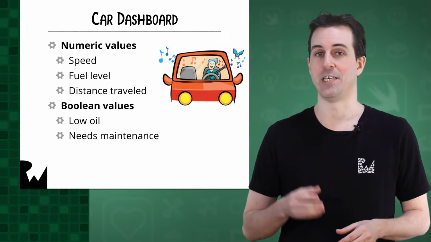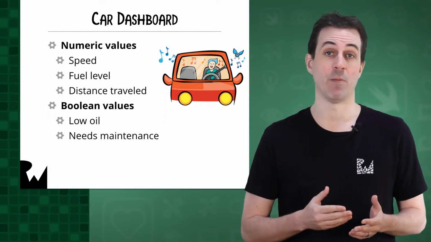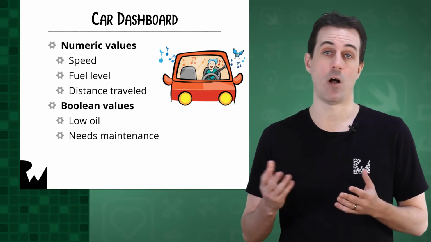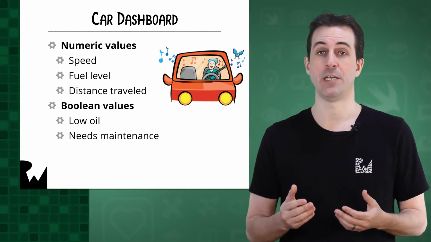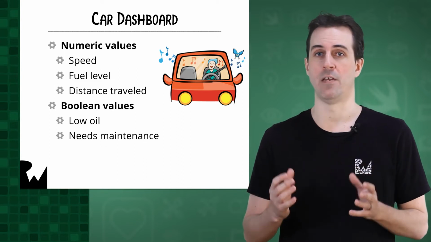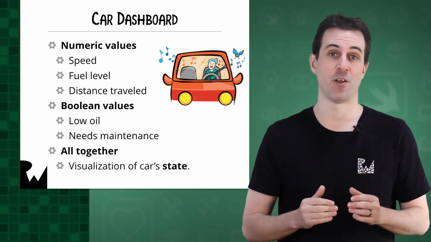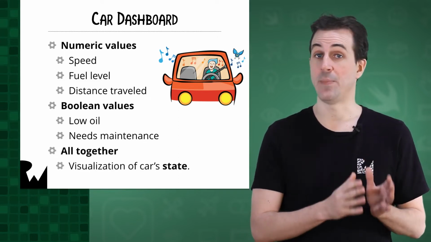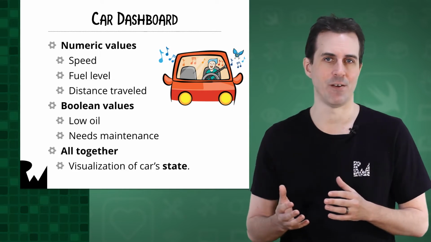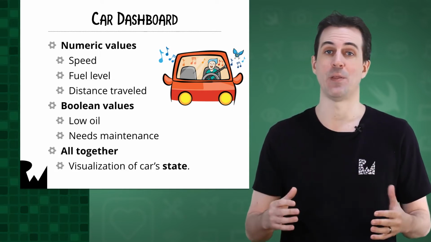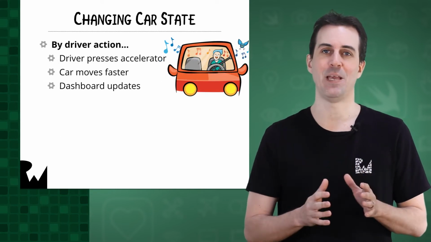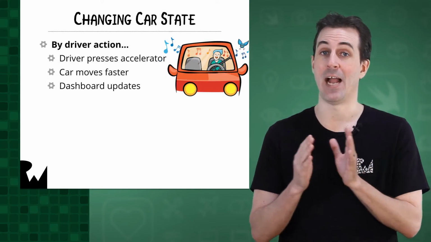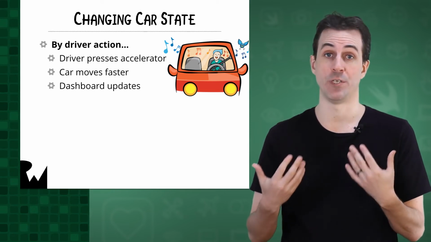Each of these lights is either on, indicating that there's a problem that needs the driver's attention, or off. This on-off, true-false information can be described in code as a Boolean value. So the information on a car's dashboard, such as its speed, fuel level, whether or not the car needs maintenance, taken all together, you can think of that as a visualization of the car's state. Now keep in mind, the dashboard isn't actually the car's state, it's just a visualization of it.